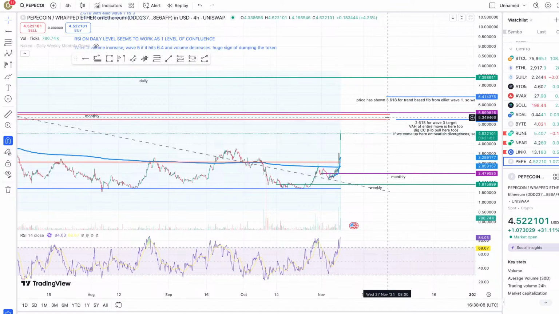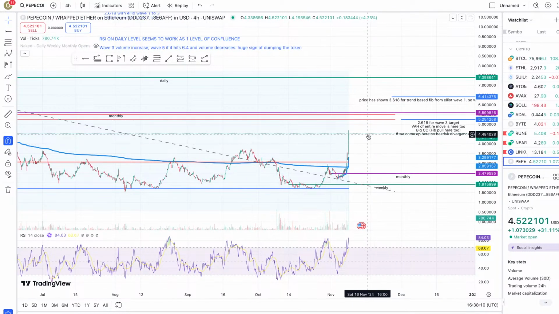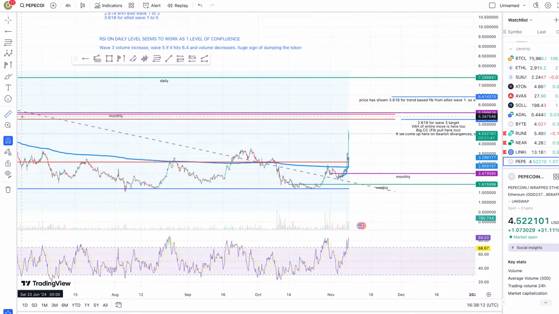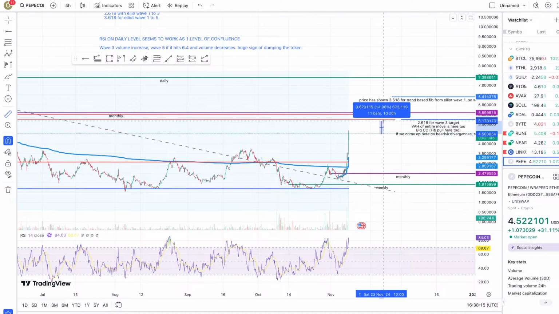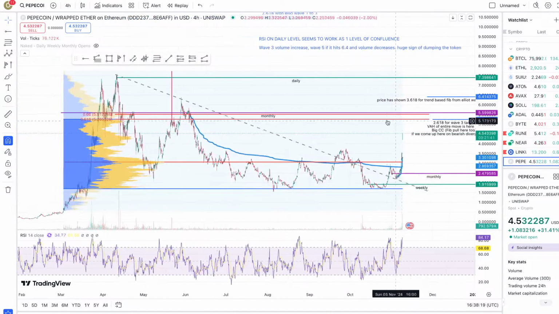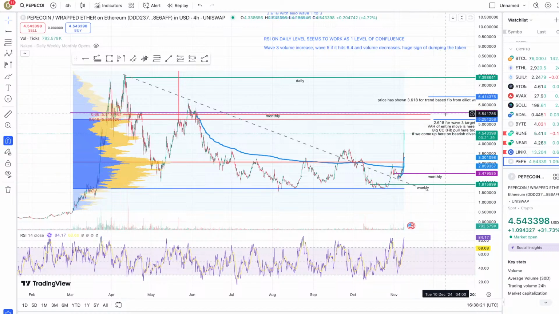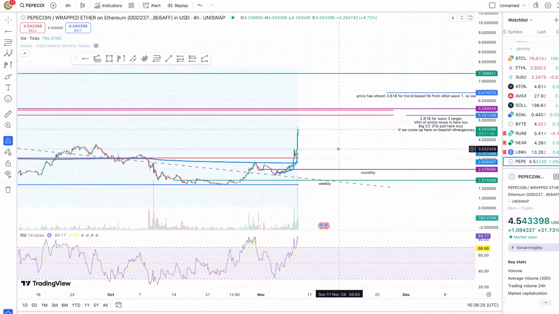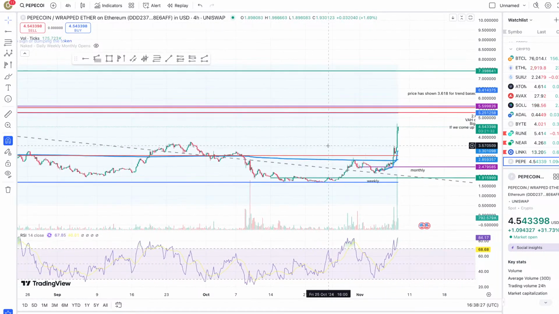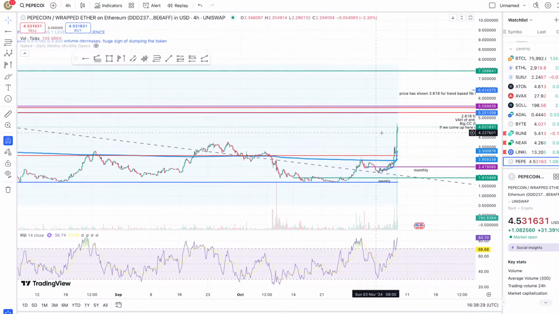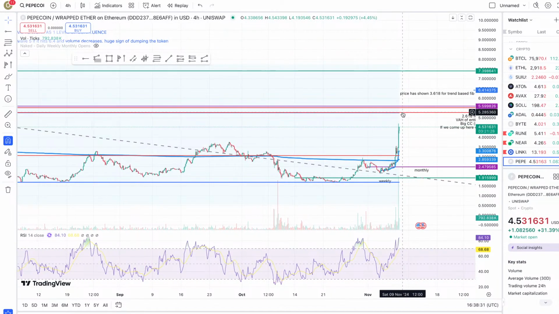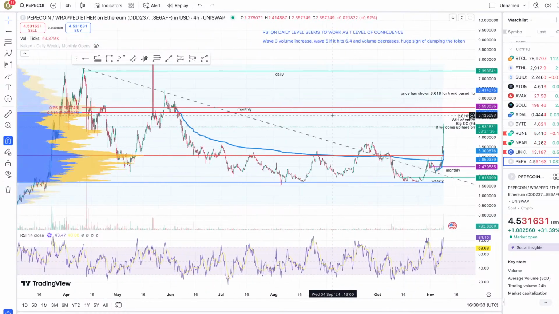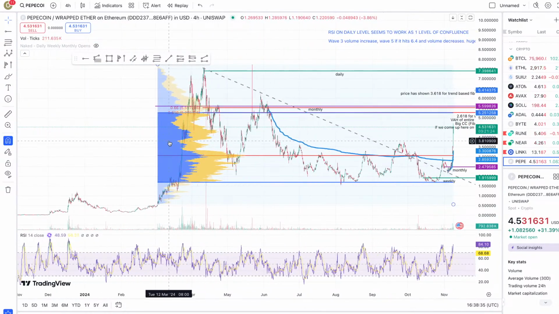This would be a really good target actually for this, but it's not that big of a move up anymore. It's like, you know, almost 20%. You have a monthly level right above it. And that would be a really decent move there. I bet with the strength of this, we actually will come up right there. That would be very nice.